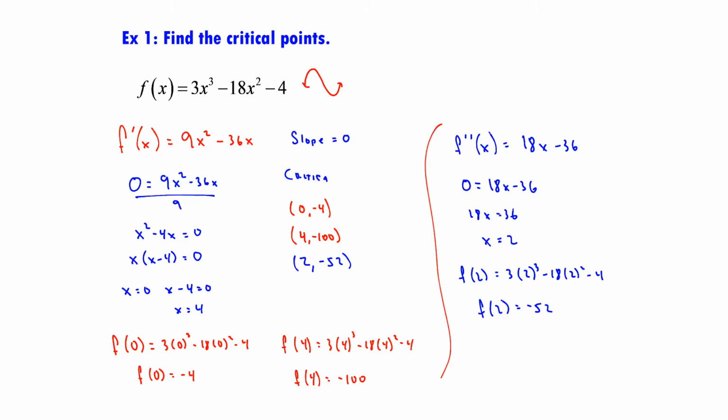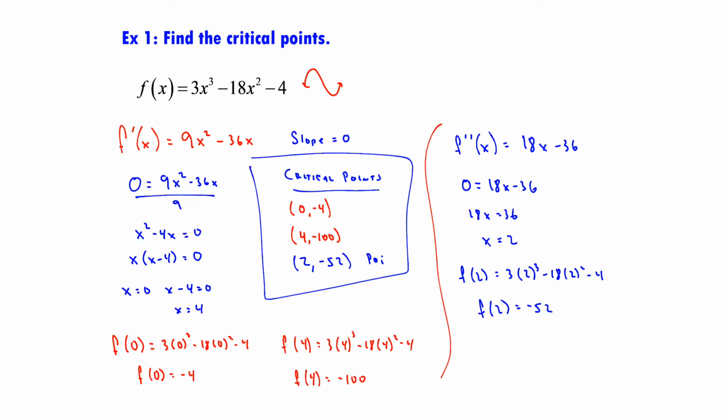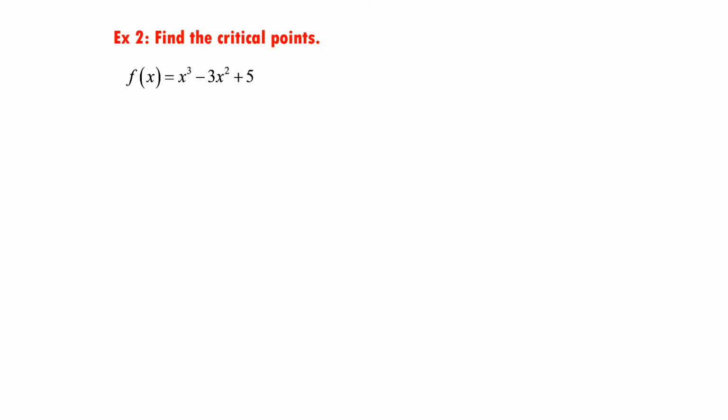So these are our critical points. And as I said, we'll identify max, min, relative max, relative min, and point of inflection a little bit later. Well, we know this one is a point of inflection because it's the second derivative, but the other two we'll have to identify later. Here's another example very similar to the first one I gave you.